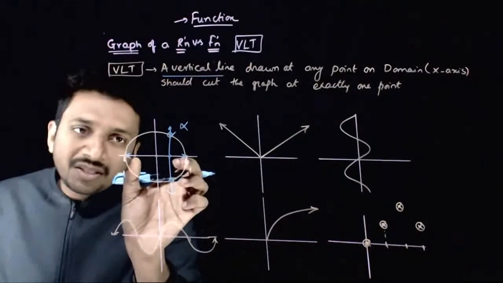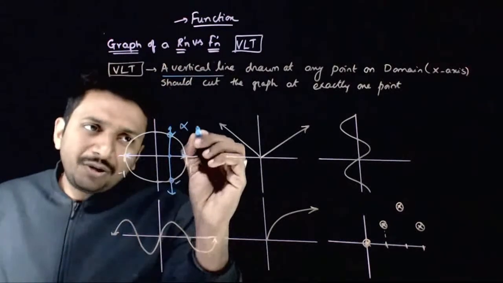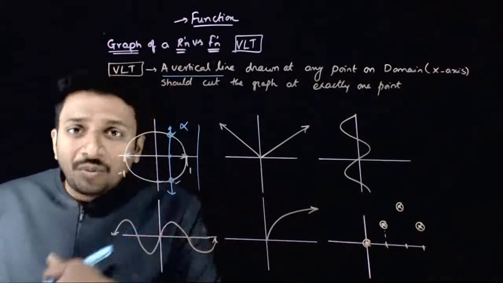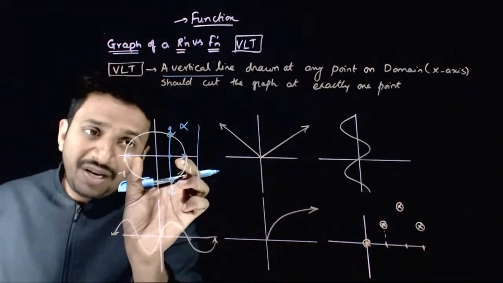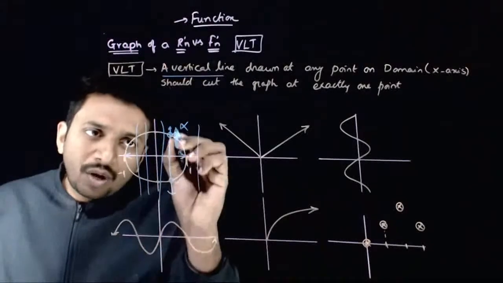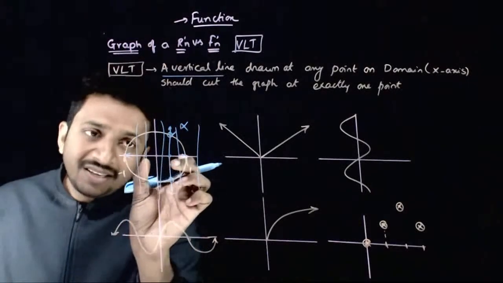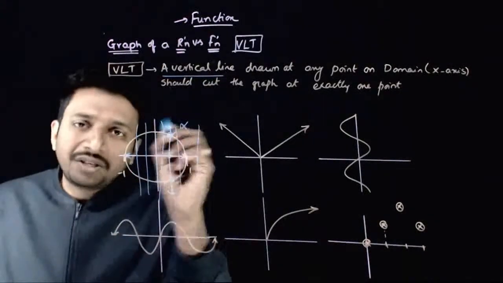Here, because this function is defined between -1 and +1, you don't need to draw the vertical line outside the domain. So the vertical line test should be done within the domain. Within the domain, whatever vertical lines you draw, they are cutting the curve at more than 1 point. Hence, this is not a function.